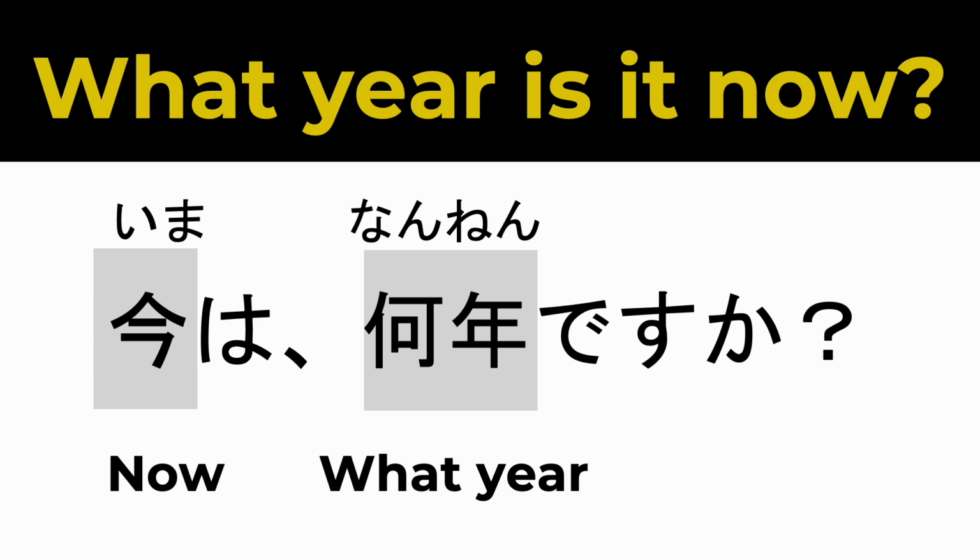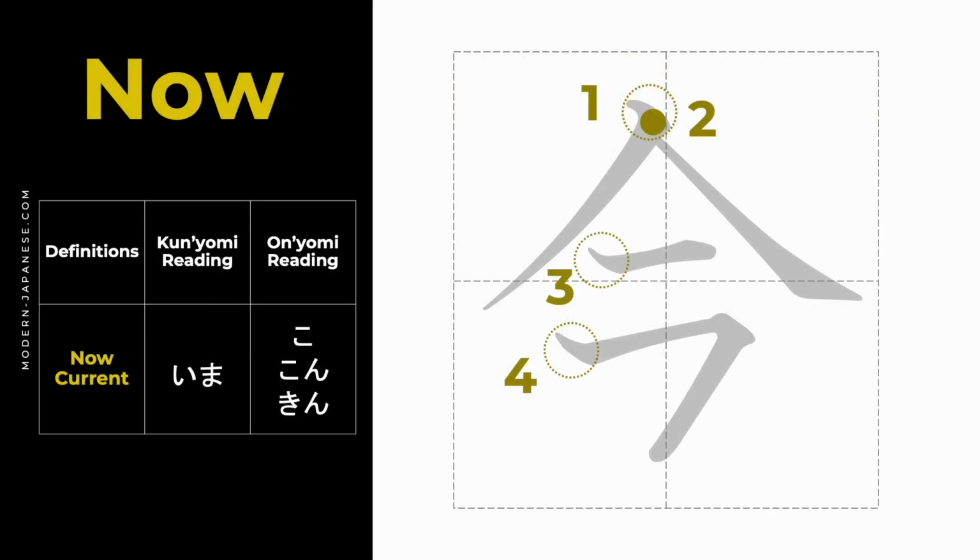今は何年ですか？We have a new kanji here. Ima translates to now or current. This kanji can be read as ima, ko, kan, or kin. Additionally, there's an exceptional reading that we'll cover after this.